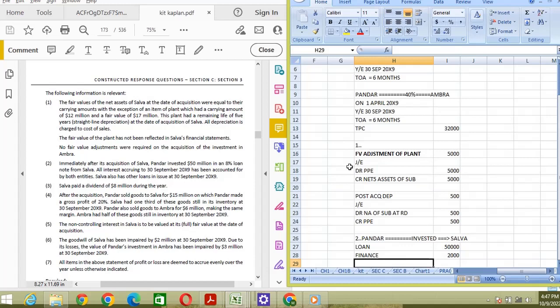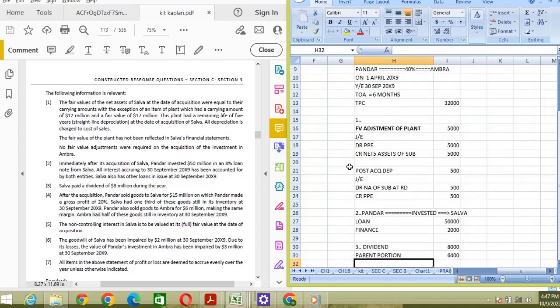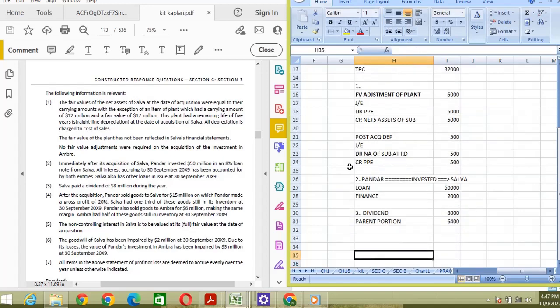Okay. So point third. Point third is the dividend paid by Salva. So the dividend is 8,000. The parent portion is this multiplied by the parent percentage of share, that is 80% has been acquired. So 6,400 is the parent's one.